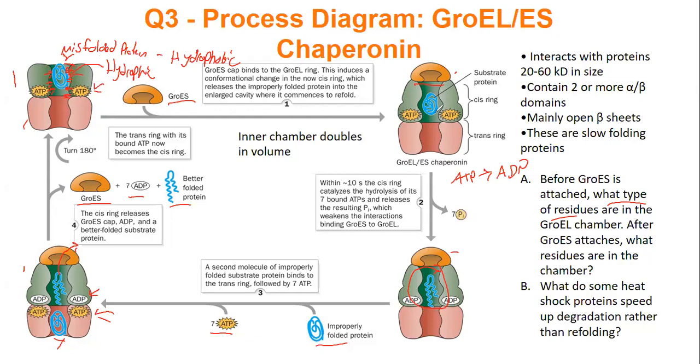Okay, second part of that question then. So the first part, the answer is hydrophobic. Second part, my GroES binds. I'm using energy via ATP. And what's actually happening is that ATP is causing the inner chamber to rearrange, right? You're going through what's called a conformational change.